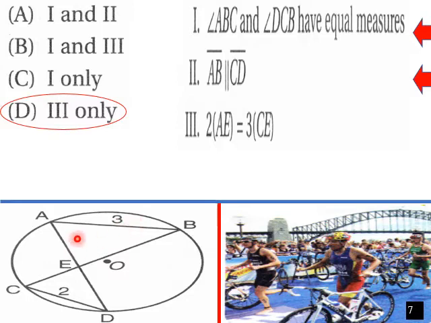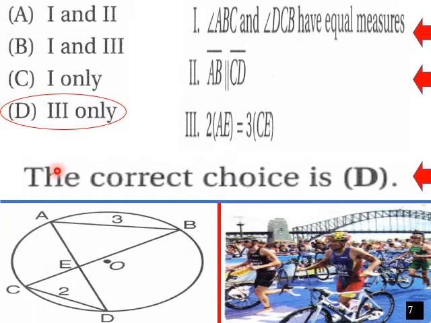2 times AE would equal 3 times CE, this measure here, because this is kind of like the ratio of your two triangles here and here. The correct choice would be D, 3 only. So this is your correct response for the question about these two triangles inscribed within a circle.